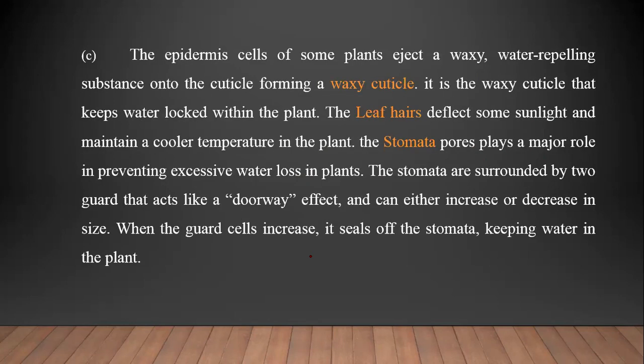All right, C. The epidermis cells of some plants eject a wax. Now, how is a leaf adapted to preventing excessive loss of water vapor? This is how the answer is supposed to be. So please take note. Here I've just highlighted the main keywords. So here I've listed the wax cuticle, the leaf hairs, and the stomata. So it is just these three that I've explained in here. So please take time to read through here, pause, read through, and see how questions are supposed to be answered.